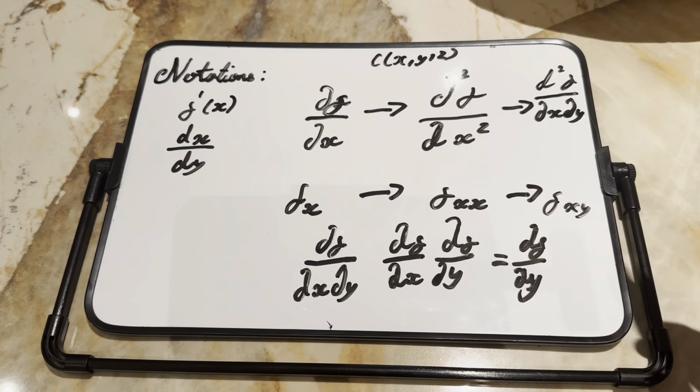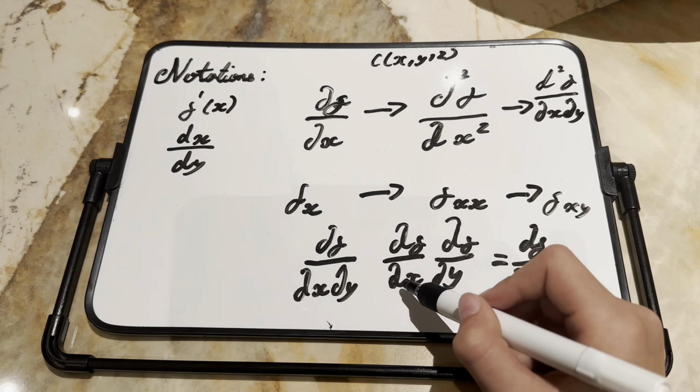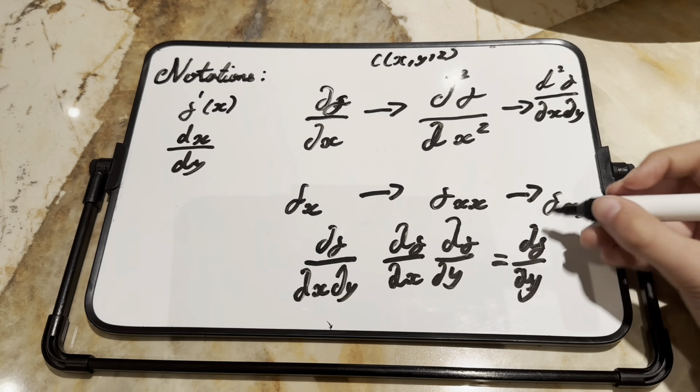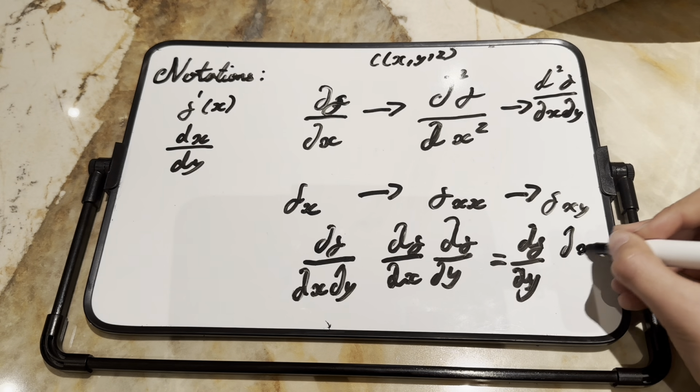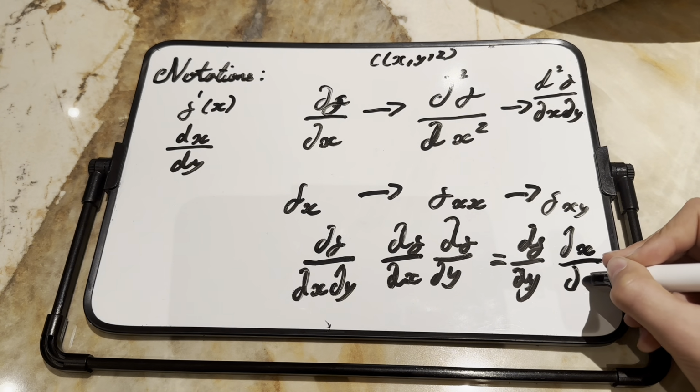So if we find the partial derivative with respect to x, then with respect to y, that is the same as finding it with respect to y, and then with respect to x.